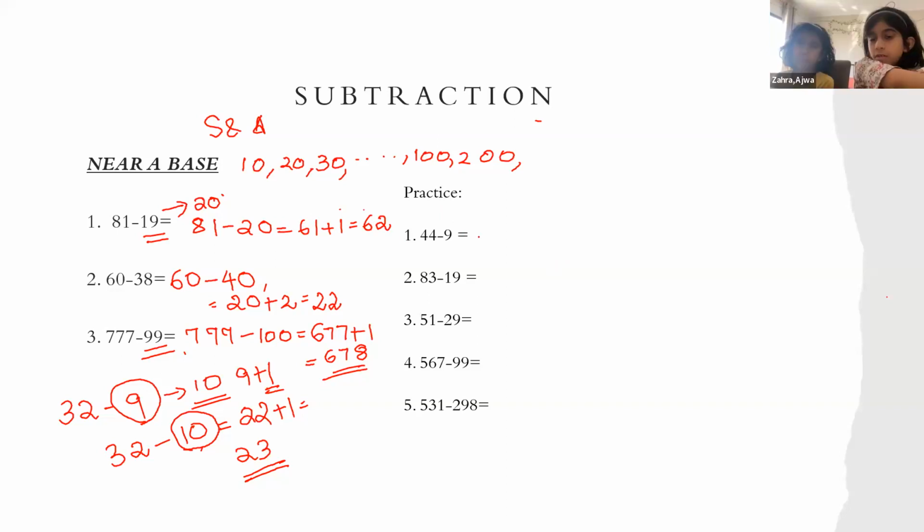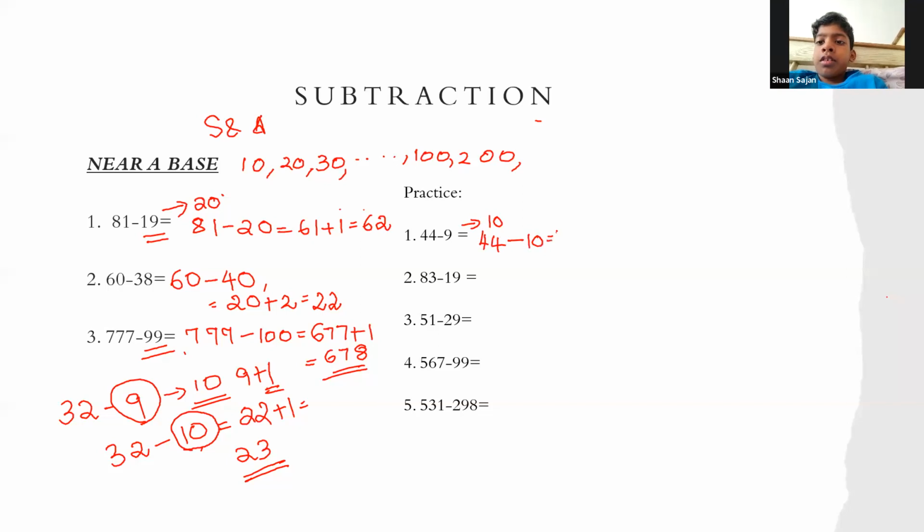Okay, let's do the first problem. 44 minus 9. How will we do it? 9 is closer to 10. So first we do 44 minus 10, that is equal to 34. Then we do 34 plus 1, which is 35.